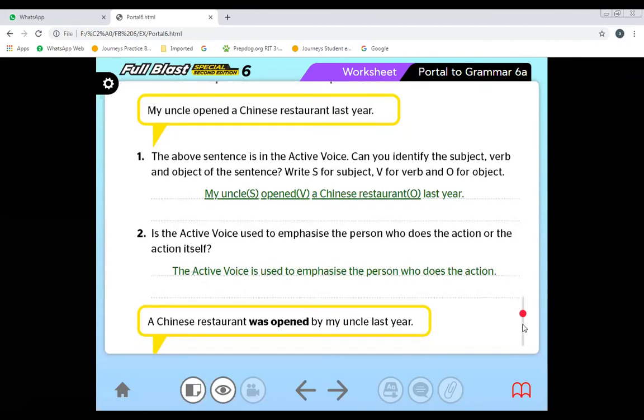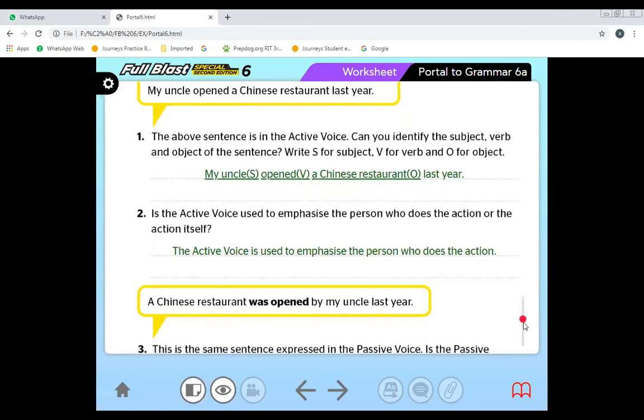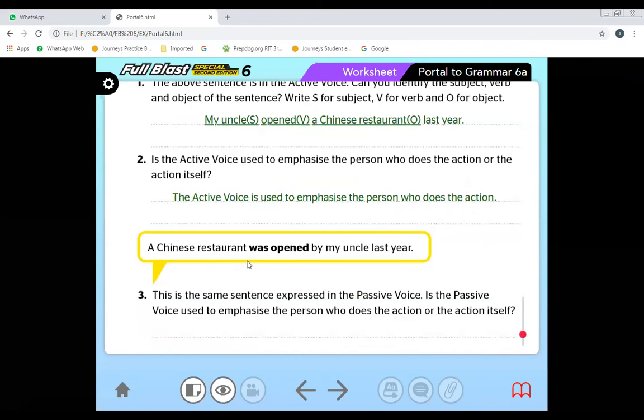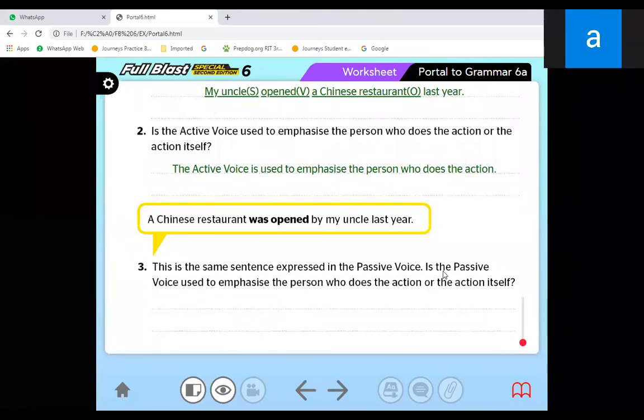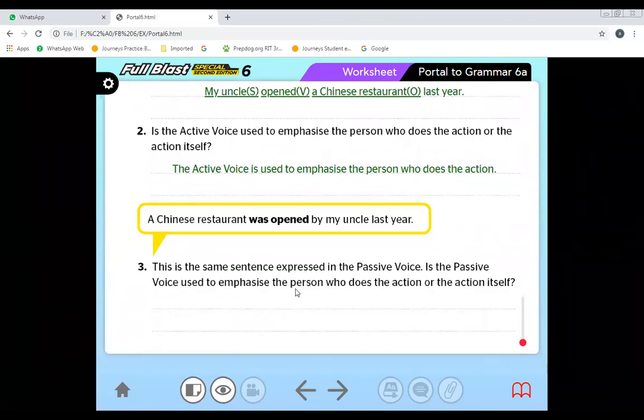Look at another sentence. A Chinese restaurant was opened by my uncle last year. It's the passive of this sentence. This is the same sentence expressed in the passive voice. Is the passive voice used to emphasize the person who does the action or the action itself? The action itself.